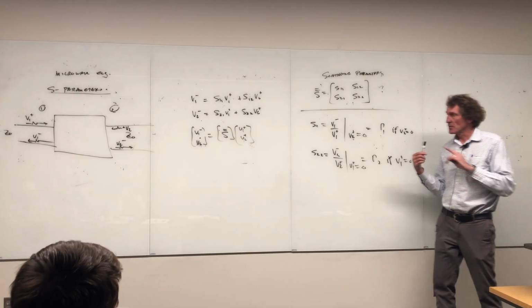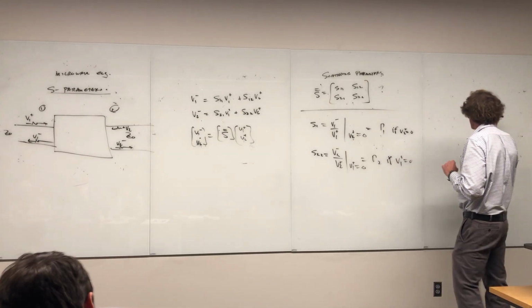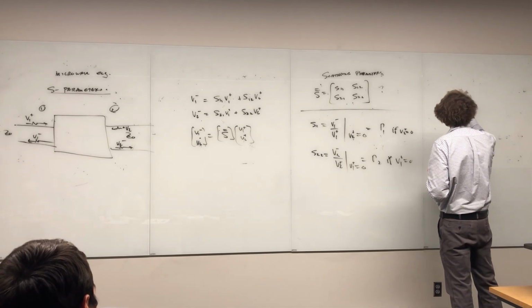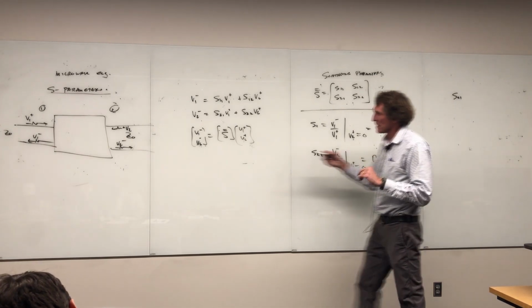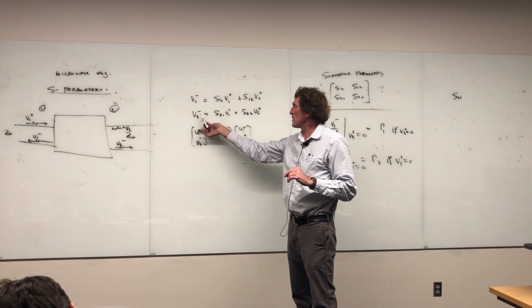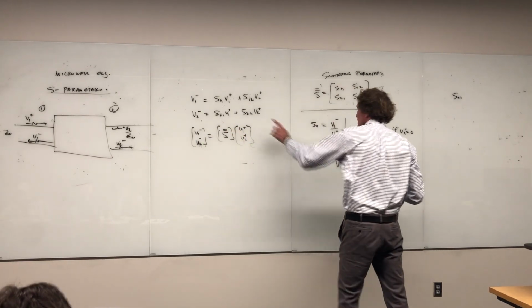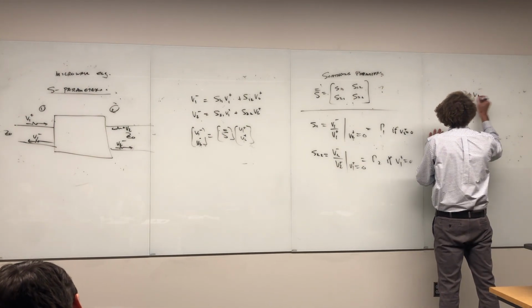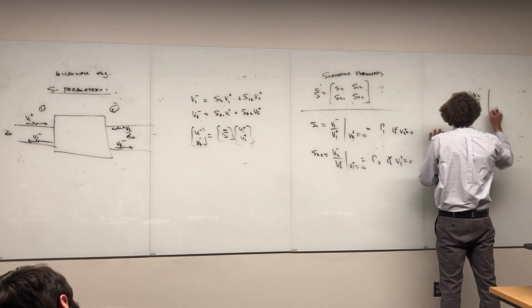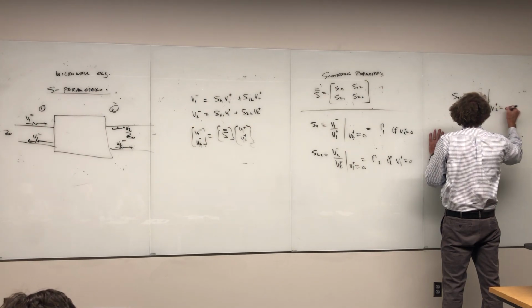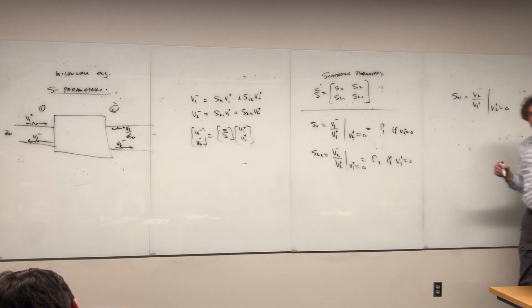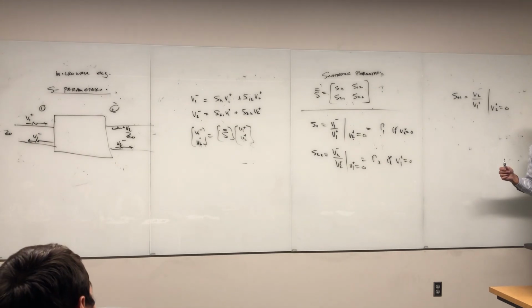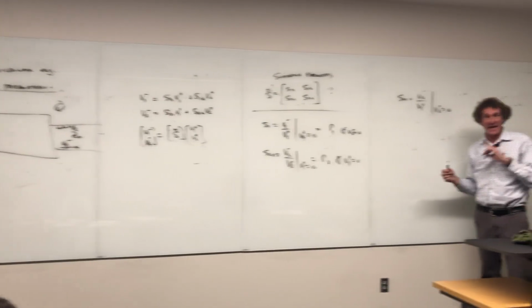Reflection coefficient has to do with the ratio of the reflected wave to the incident wave. Now, the other two are transmission parameters. And if you look at S21, right here, you can see that's V2 minus over V1 plus if V2 plus is 0. Let me elaborate on this. This is called the transmission or the forward gain.